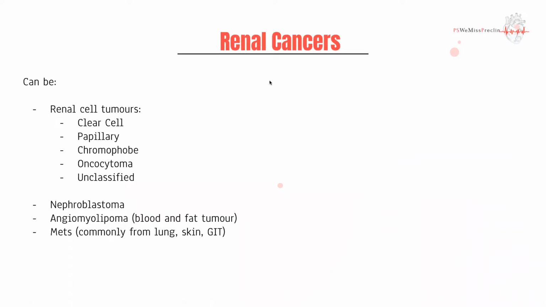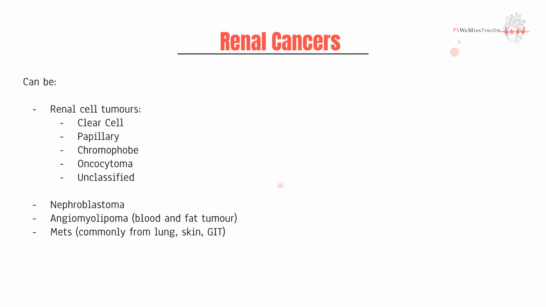So starting off with the renal cancers, a few important types you need to know, and this comes up very commonly on pathology, but also from a clinical skill perspective, you need to know the prominent features of each one, how they usually present and how we usually treat them.